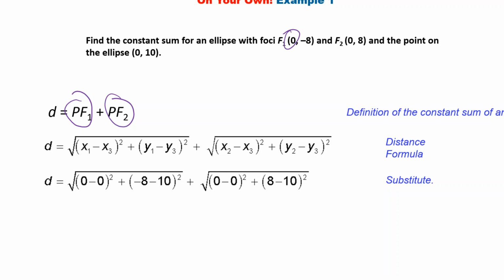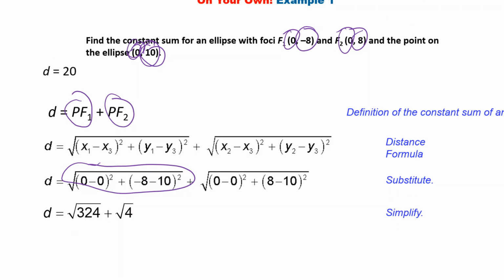So I'm going to say 0 minus 0 squared plus negative 8 minus 10 squared. And that gives us this piece right here. All right. And then we're going to do it again: 0 minus 0 squared plus 8 minus 10 squared. And when I simplify all of that, I end up with D equals 20, so my constant sum is 20. Hope you were able to get that one.